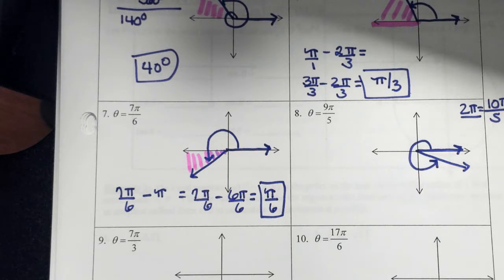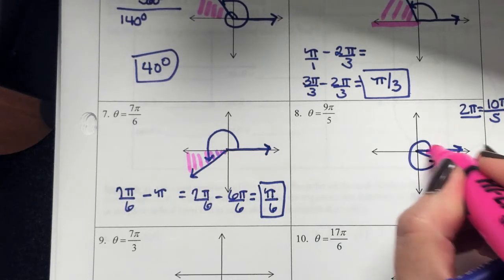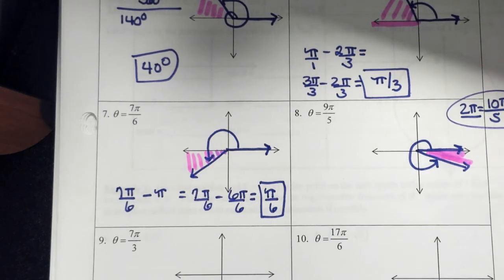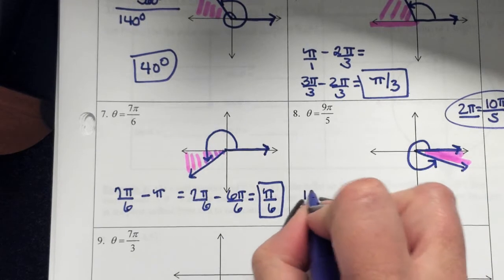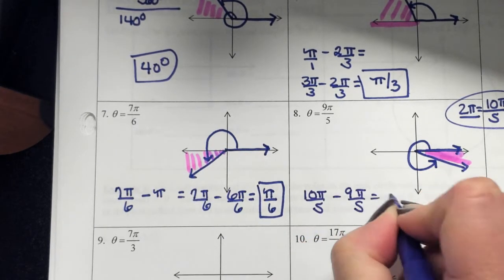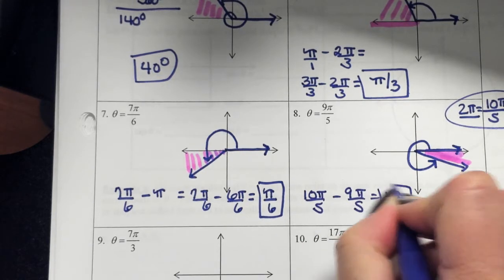So now, my reference angle, remember, is the distance between the terminal side and the x-axis. So remember when we were doing this in degrees, if I was in quadrant 4, I took my angle and subtracted it from 360. Well, what's 360 equivalent to in radians? 2 pi. So all I'm going to have to do is take 2 pi, which I already know is 10 pi over 5, minus 9 pi over 5. Pi over 5. There's your reference angle.